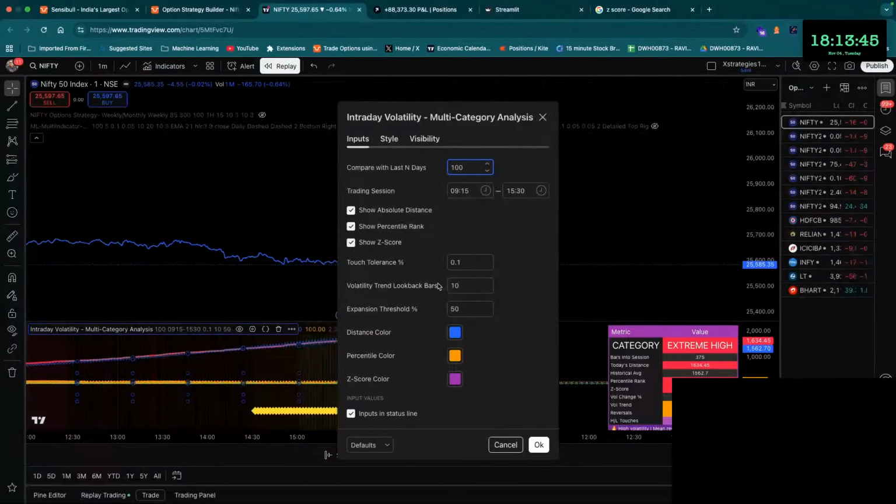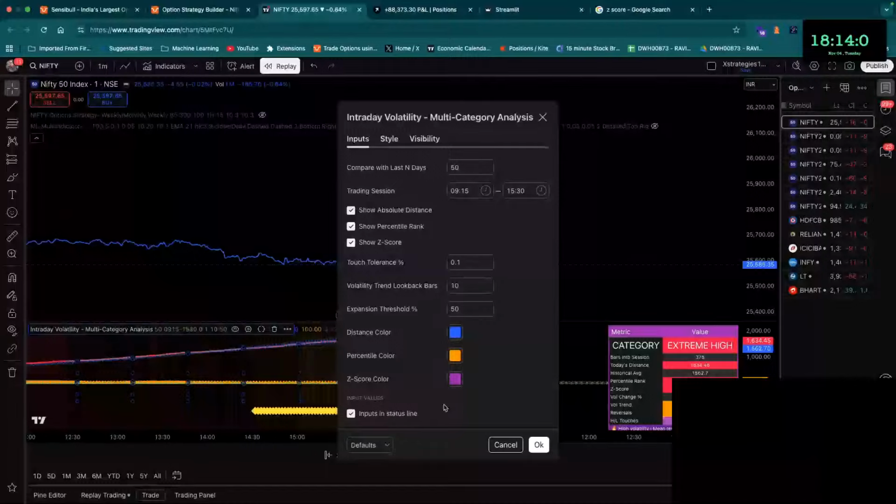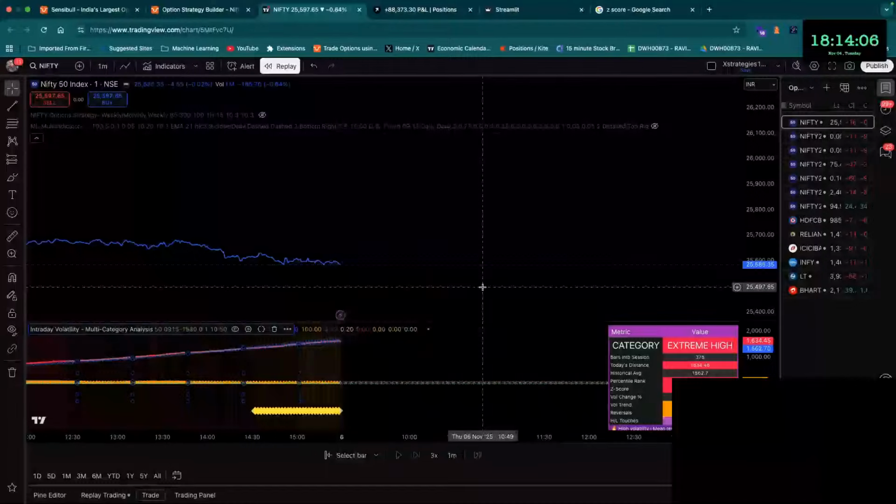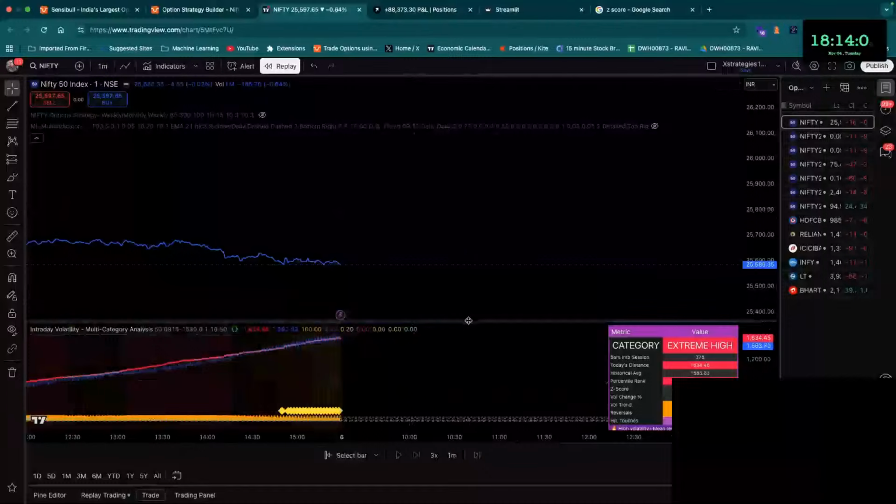Here there is nothing that you need to change except this 100. If you do not want to have too much history, you can probably put 50. That is also absolutely fine. There is nothing right or wrong. And then we have a few other things here. As I said, there is nothing that you need to change. You leave it there, and this indicator would still work. So I think that's about this indicator.